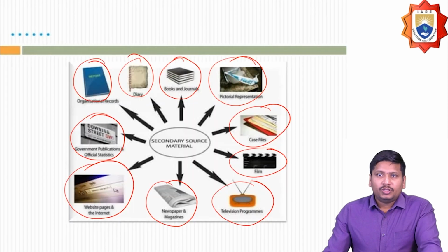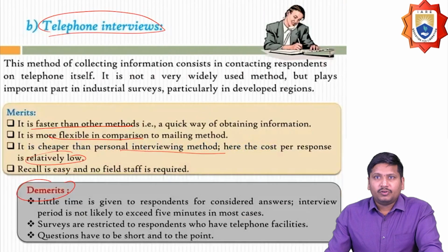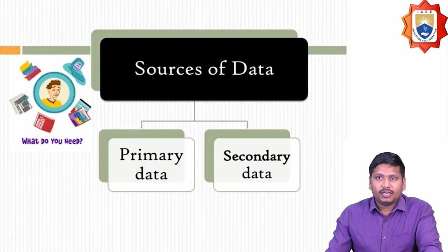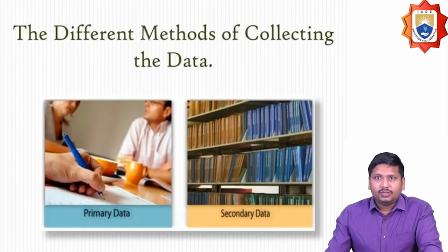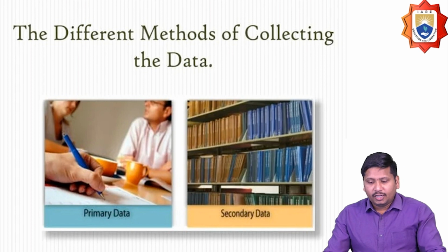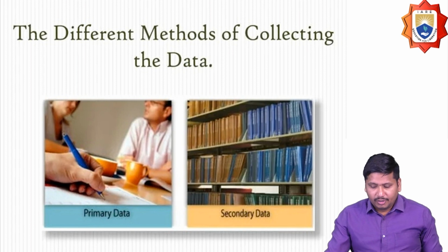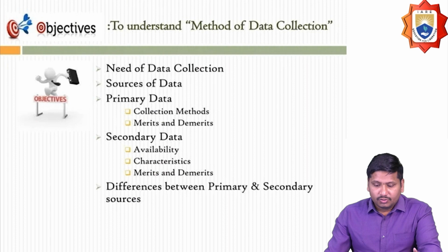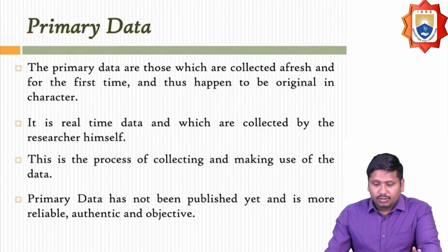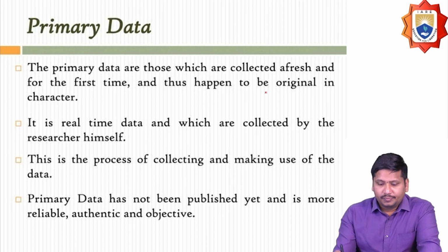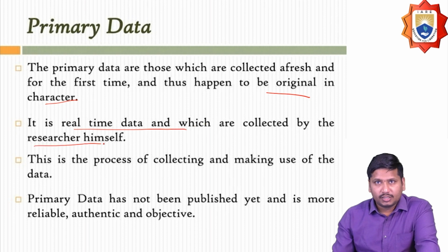So in this video I'm going to discuss some of the various methods that are available for collecting data. Normally the sources of data will be of two types: primary data and secondary data. Primary data is data collected for the first time, and it should be original in character, real-time data collected by the researcher himself.